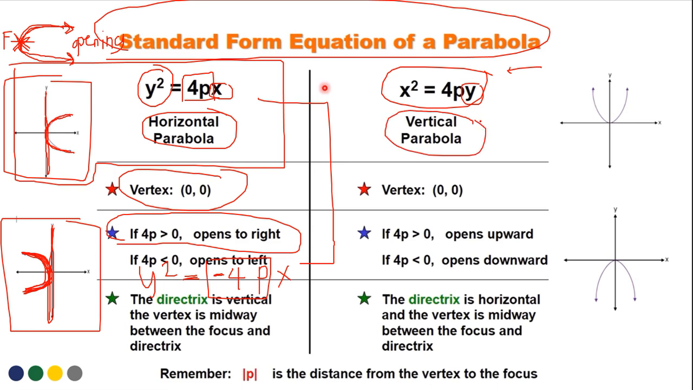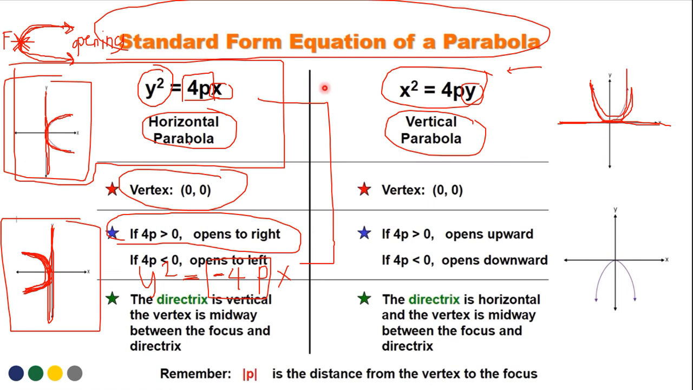Kapag x na po yung ginamit natin, the representation of the parabola is vertical. So, paano po naging vertical? Ibig sabihin po, nakaharap yung ating parabola sa x. Yan po, nakasalubong niya si x. Kaya, yung representation niya is vertical. It could be opens upward or opens downward.